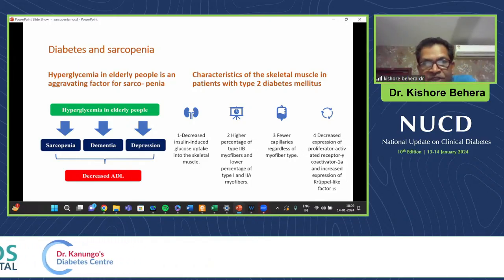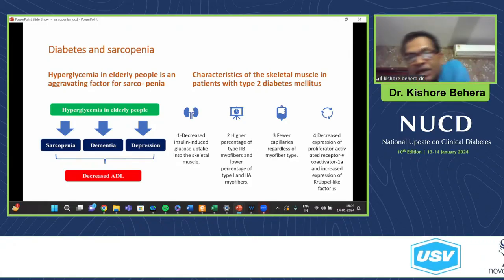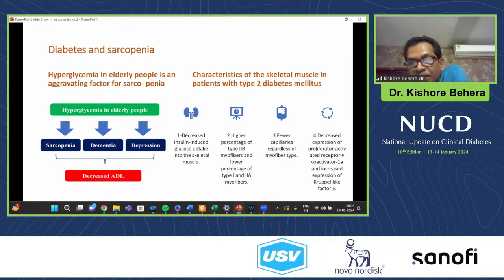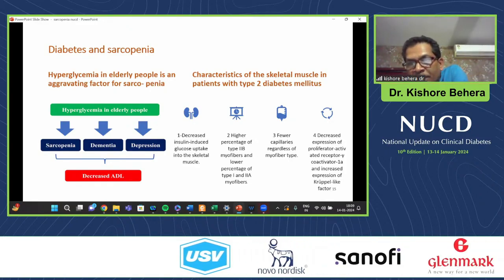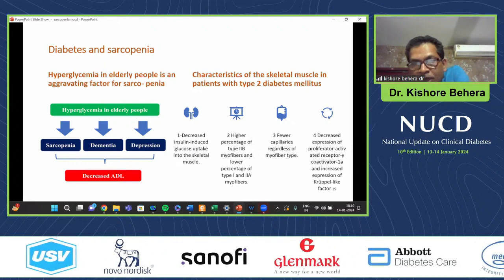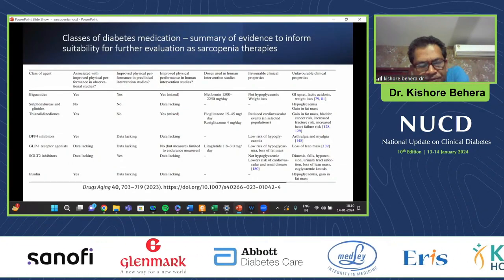And in type 2 diabetes, there's decreased insulin-induced glucose uptake into the skeletal muscle, and fewer capillaries, regardless of the myofibrils present, and decreased expression of PPAR gamma and increased expression of proinflammatory factors all lead to the process of initiating sarcopenia.